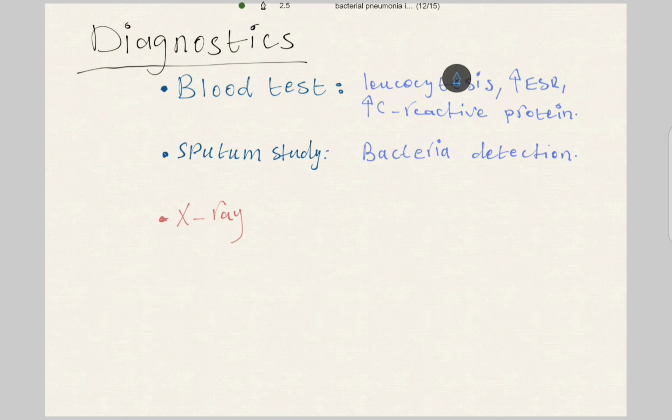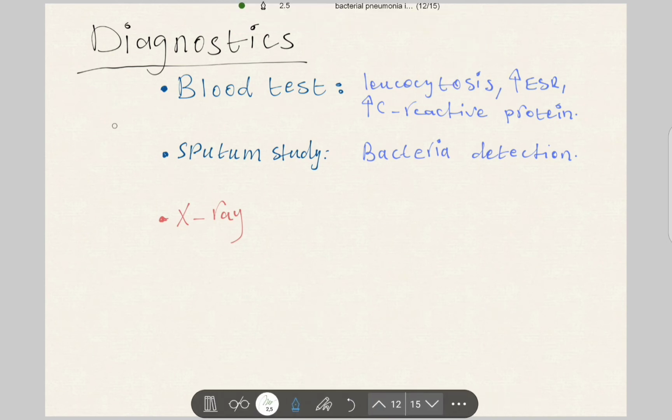Diagnostics. So to diagnose pneumonia, there are laboratory methods and instrumental methods. From the laboratory methods, there are the blood test and sputum study. In the blood test, we can detect the general signs of infection, which are leukocytosis, elevated ESR, and elevated C-reactive protein. The sputum study is very important to diagnose pneumonia and to differentiate between pneumonia and tuberculosis. In the sputum study, we can detect the bacteria, or the pathogens which result in pneumonia.